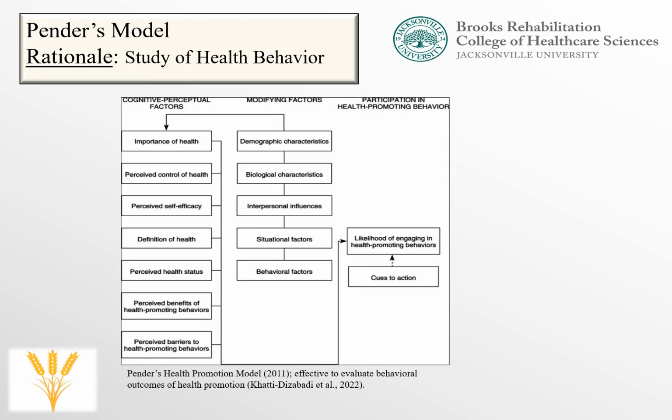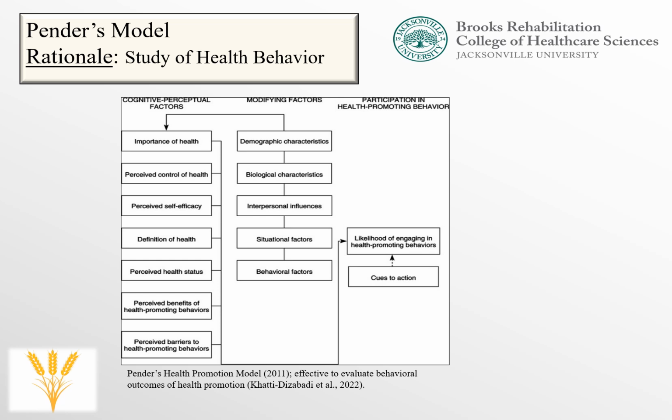So the second model is the Pender's model, and the rationale for that was to study health behavior. And as you can see here, you're going to see three columns. The first column is the cognitive perceptual factors, the second column is the modifying factors, and the third column is the participating in health promoting behavior column.